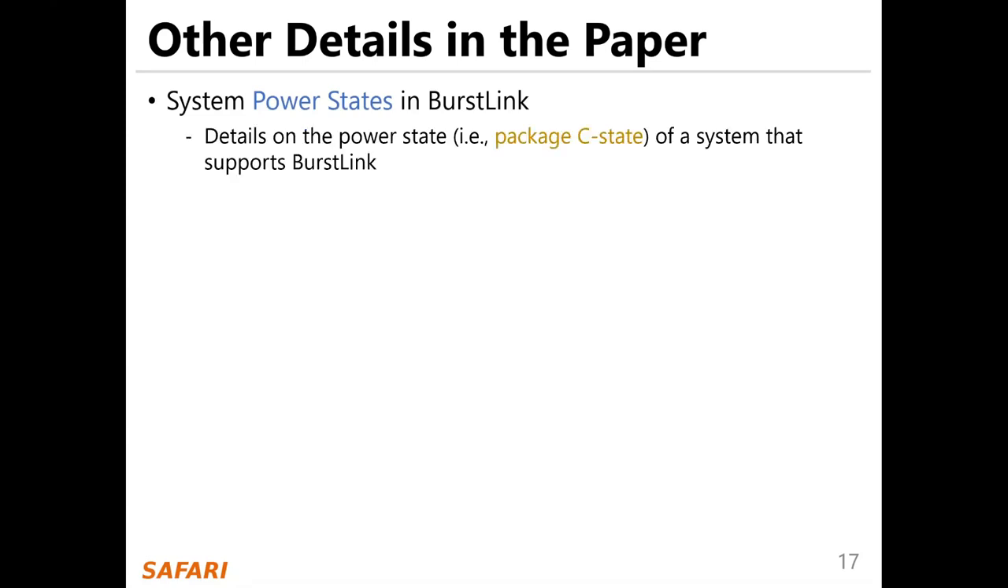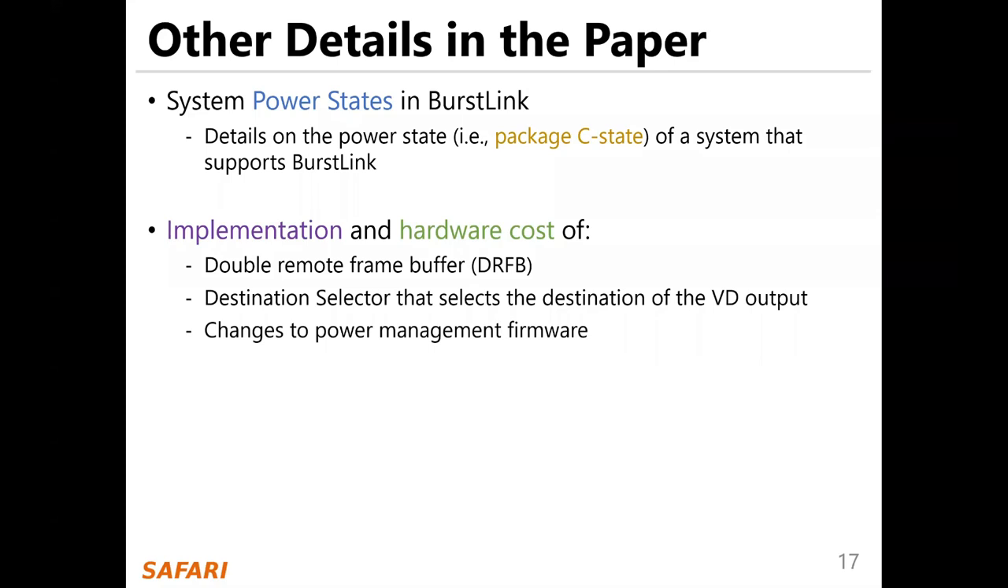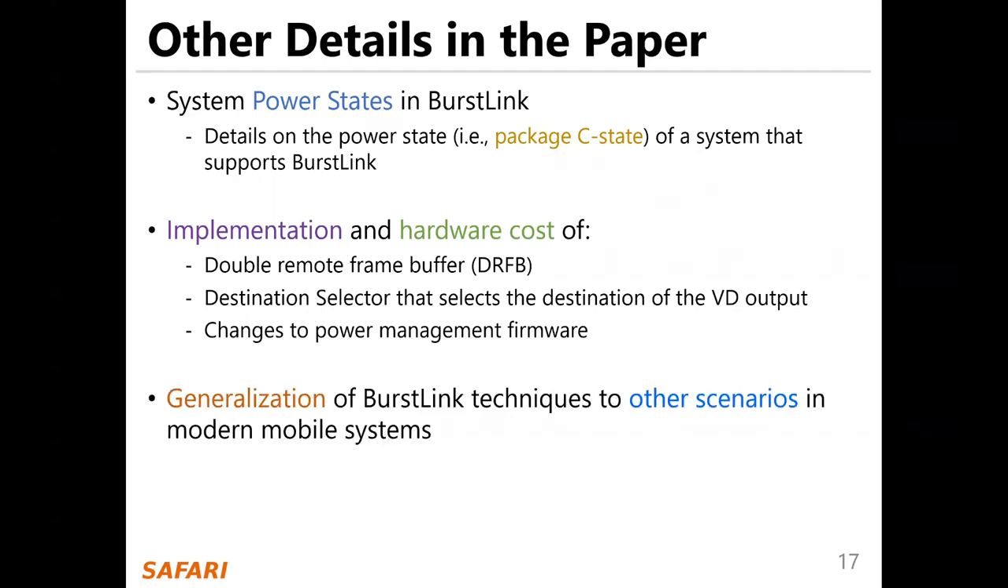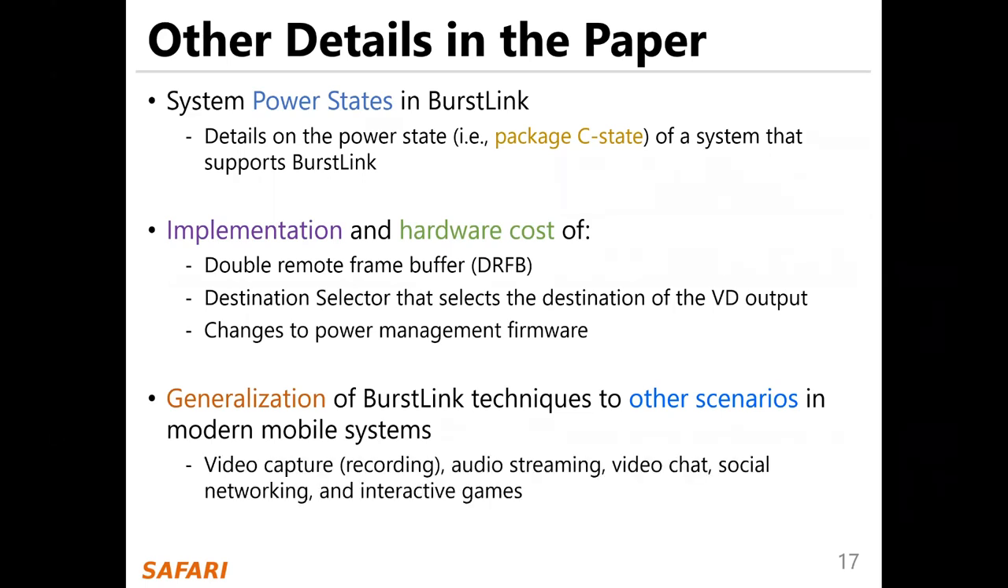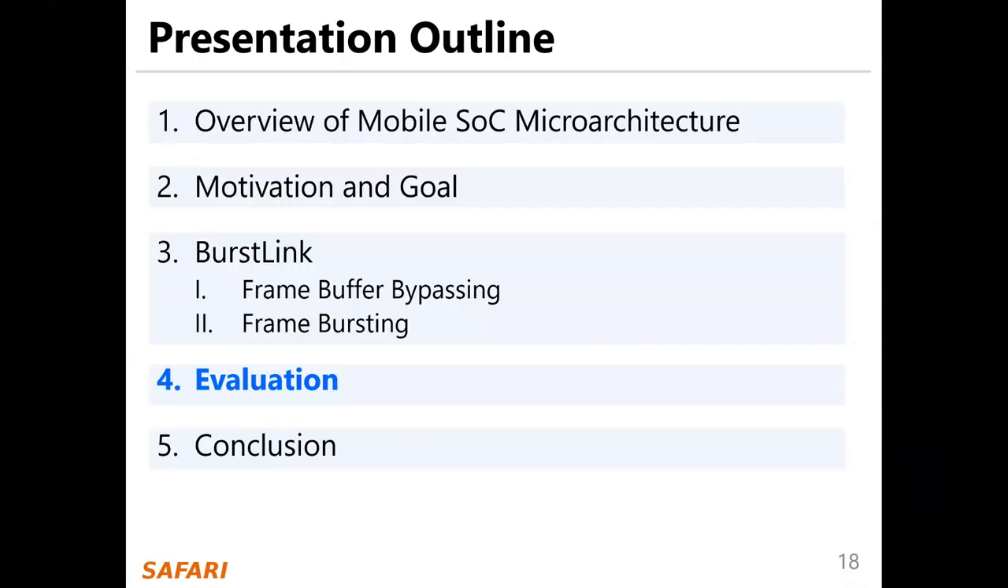There are more details in the paper. For example, system power states in BurstLink. There are more details in the paper on power states of the system that supports BurstLink. Implementation and hardware costs of double remote frame buffer, destination selector, change to power management firmware. Generalization of BurstLink techniques to other scenarios in modern mobile systems like video capture, audio streaming, video chat, social networking, and interactive games. I will next present our evaluation of BurstLink.